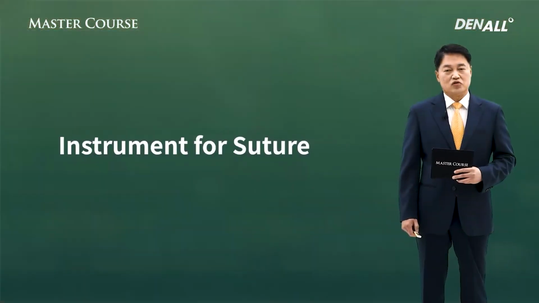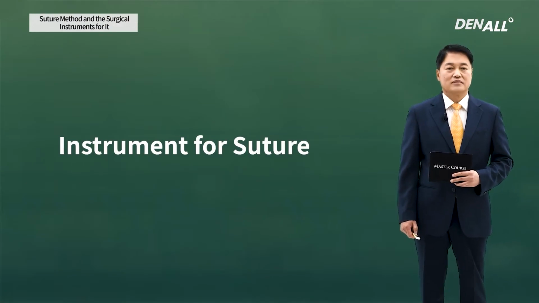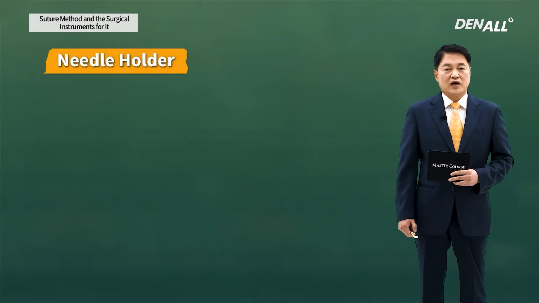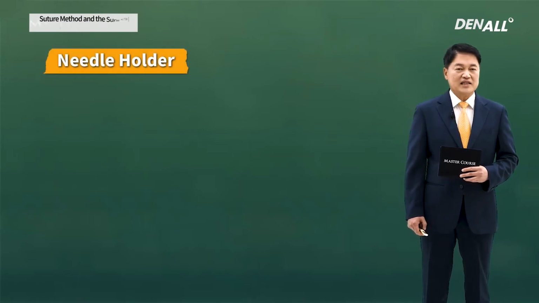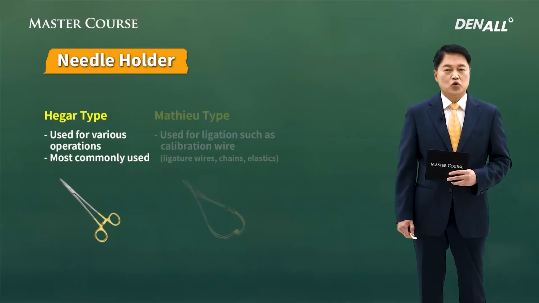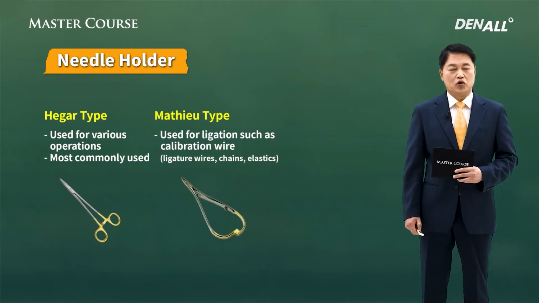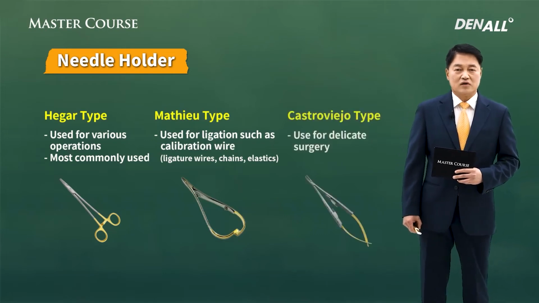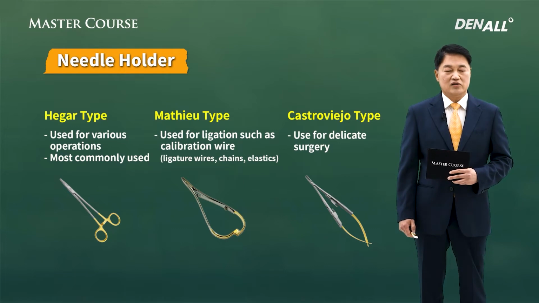Then let's look at the instruments you use for suturing. First, the most important thing would be the needle holder. This is something you use very commonly. The most commonly used one would be the Hager type, and for ligation, you use the Mathieu type. And you also have the Castroviejo type, which is used for delicate surgery.